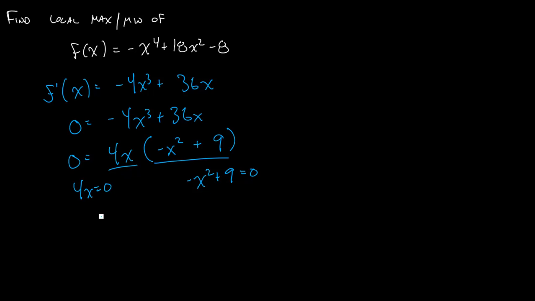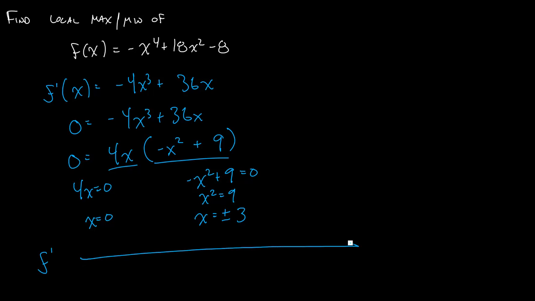So if I plug in x equals 0, I'll get 0 here, I'd get 9 here. X equals 0 works, right? 0 times 9 is 0. I also need to figure out what I can plug into this part to make it equal to 0. If negative x squared plus 9 is equal to 0, I know x squared is equal to 9. And so x is going to be equal to positive or negative 3. So I have three critical points, right? Three points that I plug into f prime, and I'll get 0 out. Now we need to figure out which of these is a local max and a local min.